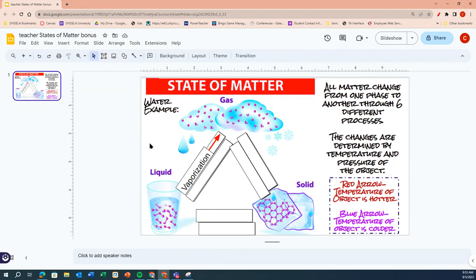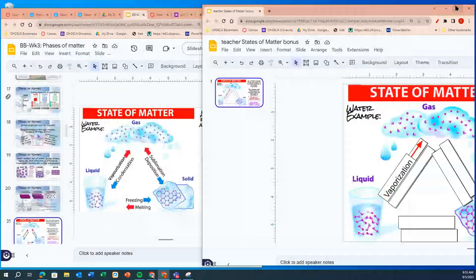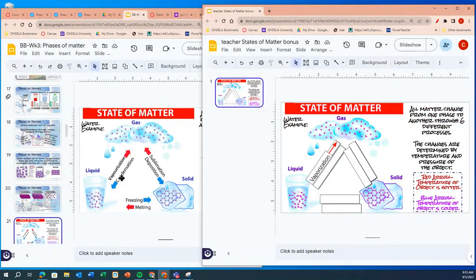Okay, so that's vaporization. Let me turn this over here. The next one we're going to do is condensation. And we're going to put a blue arrow, because when we go from gas to liquid, it's going to get colder. Condensation.